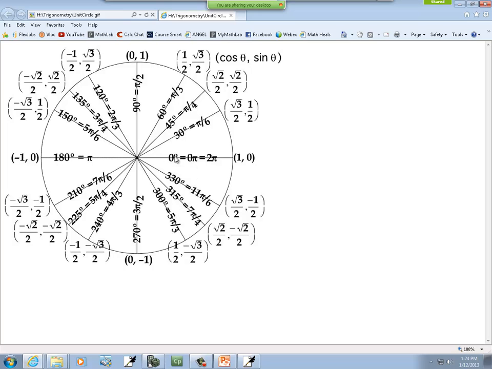Now, we said here's 0. If I went all the way around, I'd be at 360. Another way around would be 720. So we'd end up at the same point on the unit circle if we added or subtracted 360.